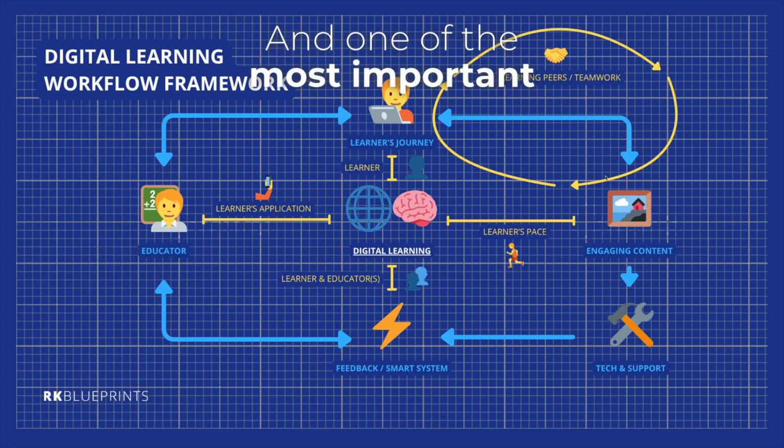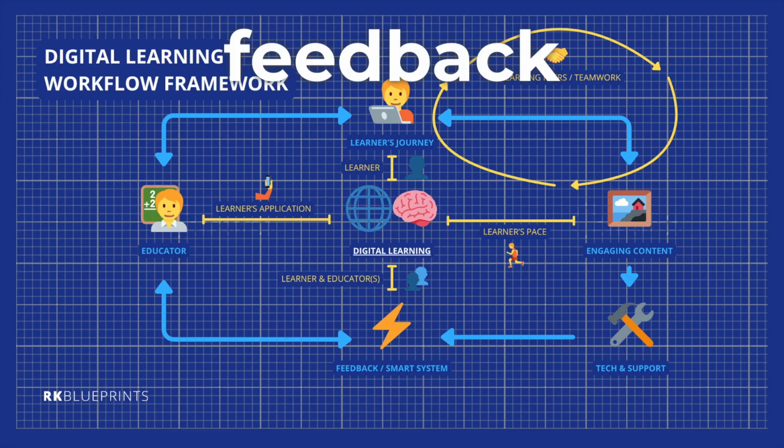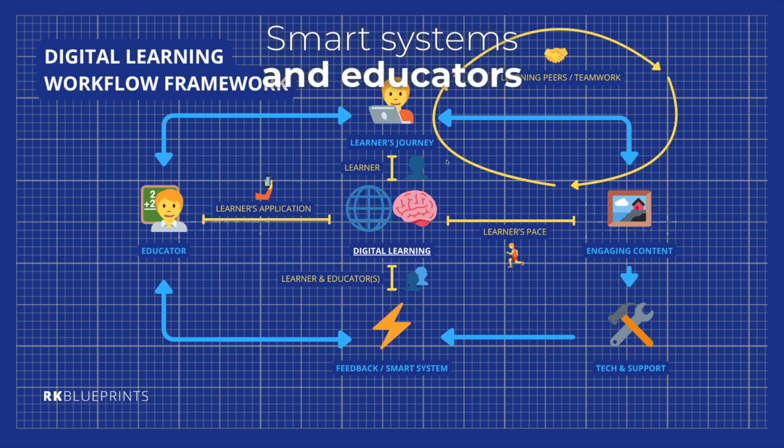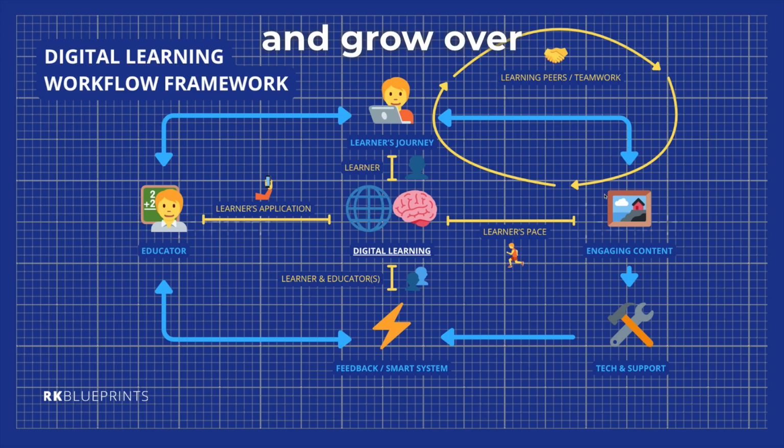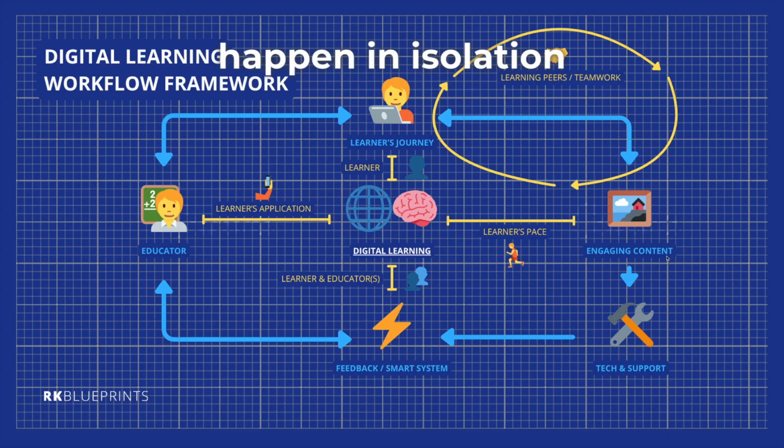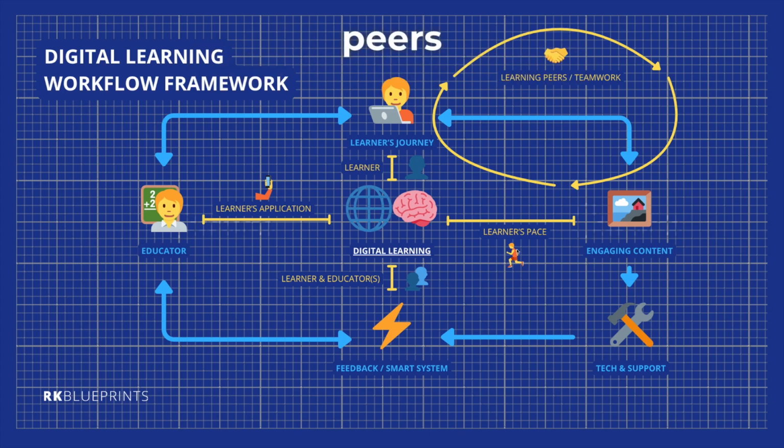And one of the most important pieces? Feedback. Smart systems and educators provide feedback that help learners adjust, improve, and grow over time. And of course, learning doesn't happen in isolation. Pupils often collaborate with peers, sharing ideas, solving problems, and learning together.